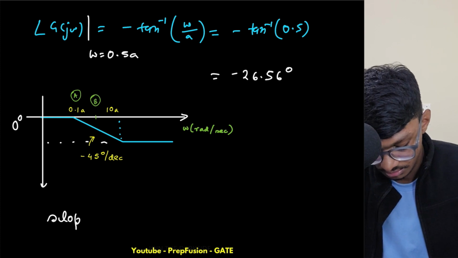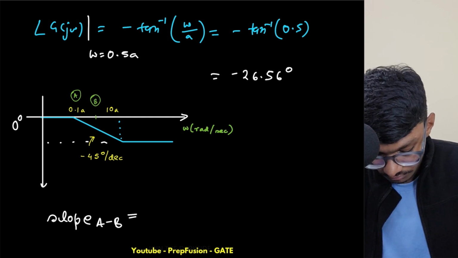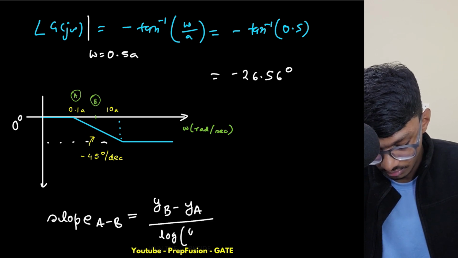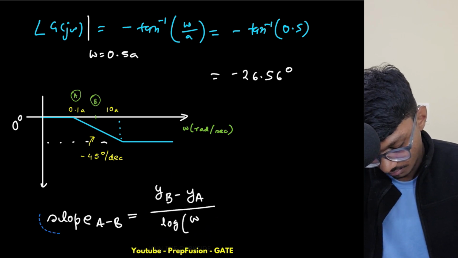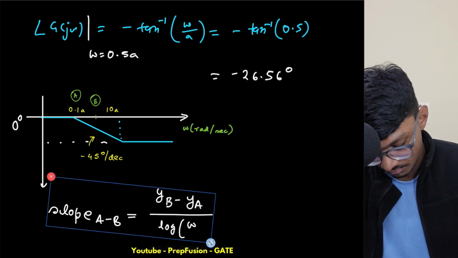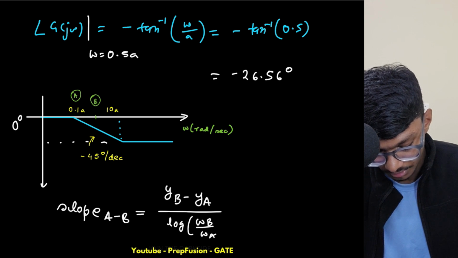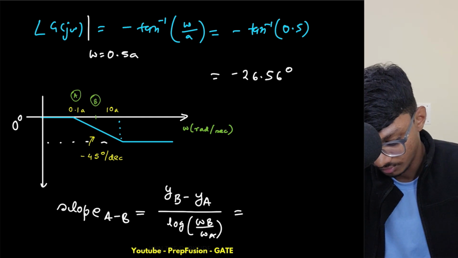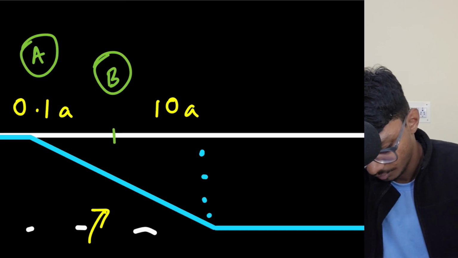So slope A comma B equals YB minus YA divided by log of omega B by omega A. Okay, so like YB we have to find out here. YB you have to find out, and this B location is at 0.5 A.